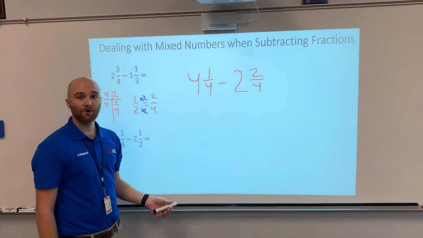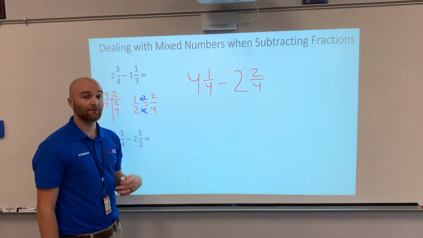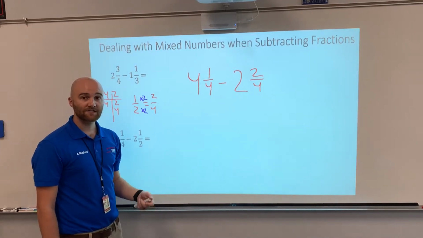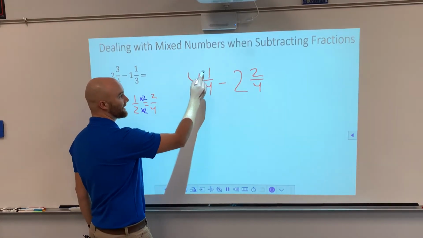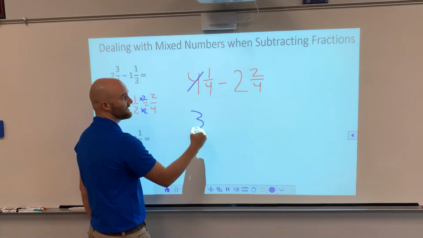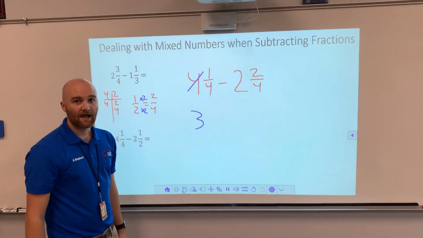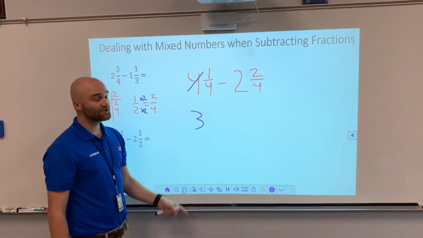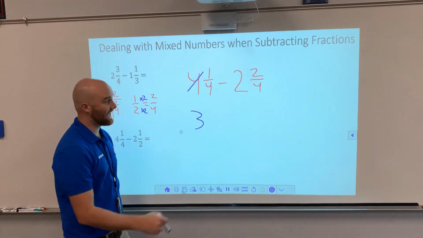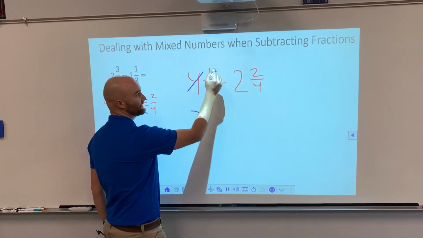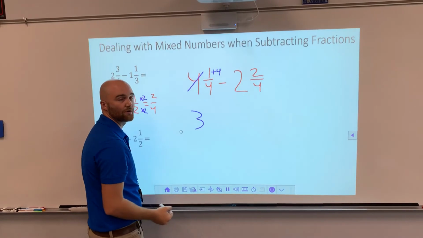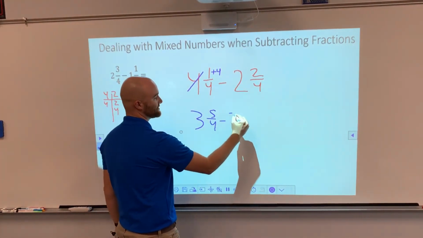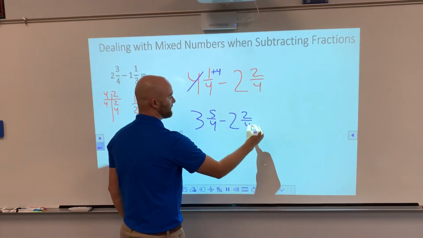Just like you would borrow if you were doing subtraction with a normal number, we're going to have to borrow for these fractions. But fractions have a weird rule. Instead of borrowing, turning this 4 into a 3 and just adding a 1 up top, I have to add whatever the denominator is up top. So instead of changing this into an 11/4, I have to add the 4, so plus 4. 1 plus 4 gives us 5/4 minus 2 and 2/4.